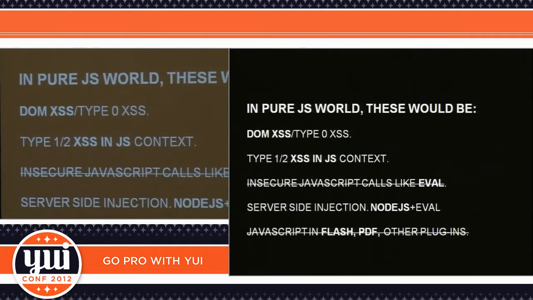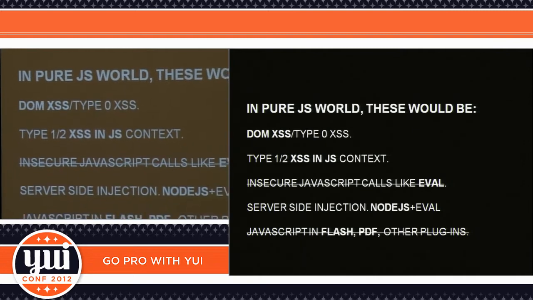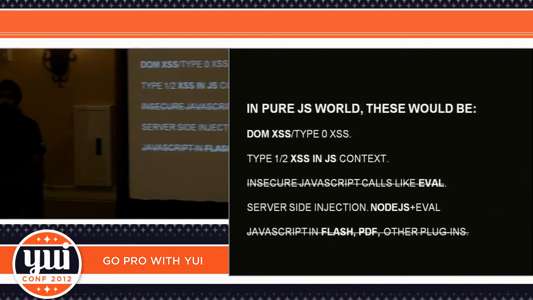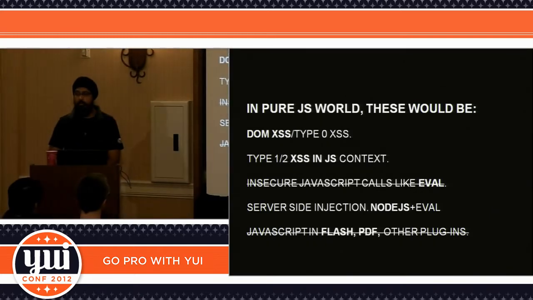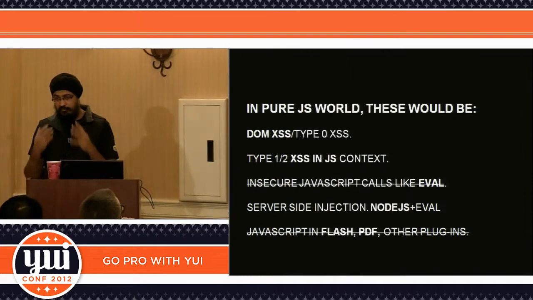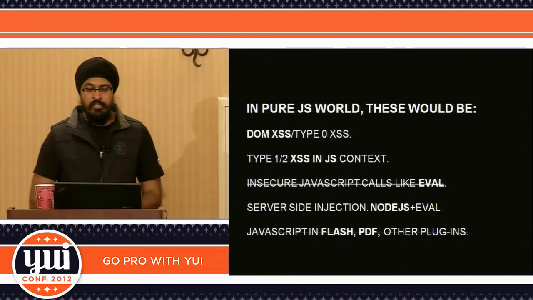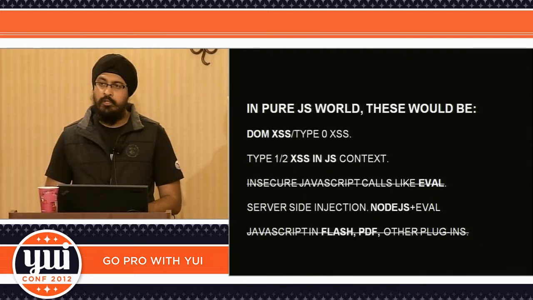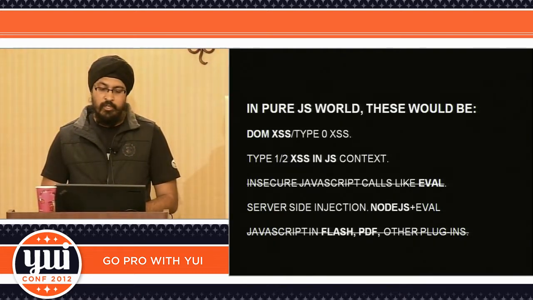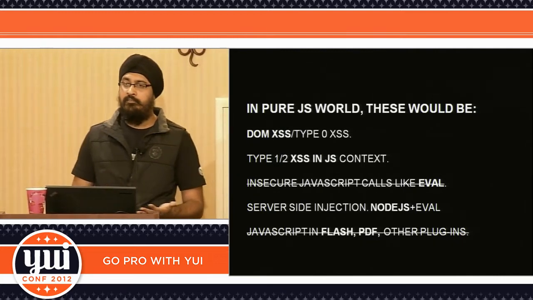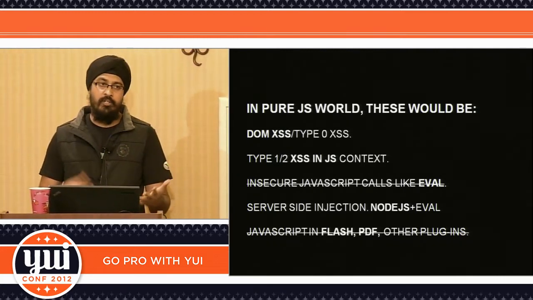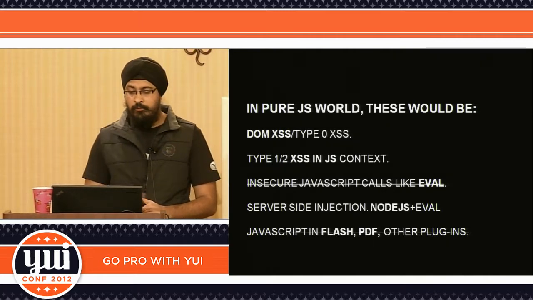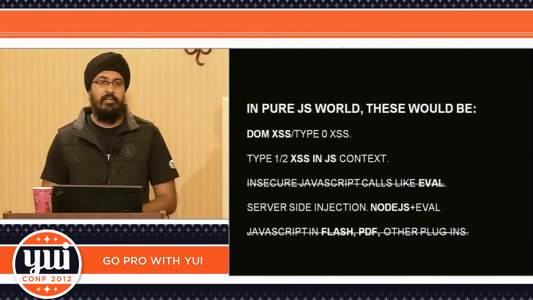So in the pure JavaScript world, I'm not going to talk about all the varieties of cross scripting. What I'm going to talk about is the most relevant in the context of JavaScript, which affects JavaScript directly. There's one very popular one, called DOM XSS, which has picked up a lot of relevance over the last 1 year. There's another one, the old XSS, reflected and stored XSS, type 1 or type 2, which is still very relevant. Then you all know using insecure calls like eval is bad.